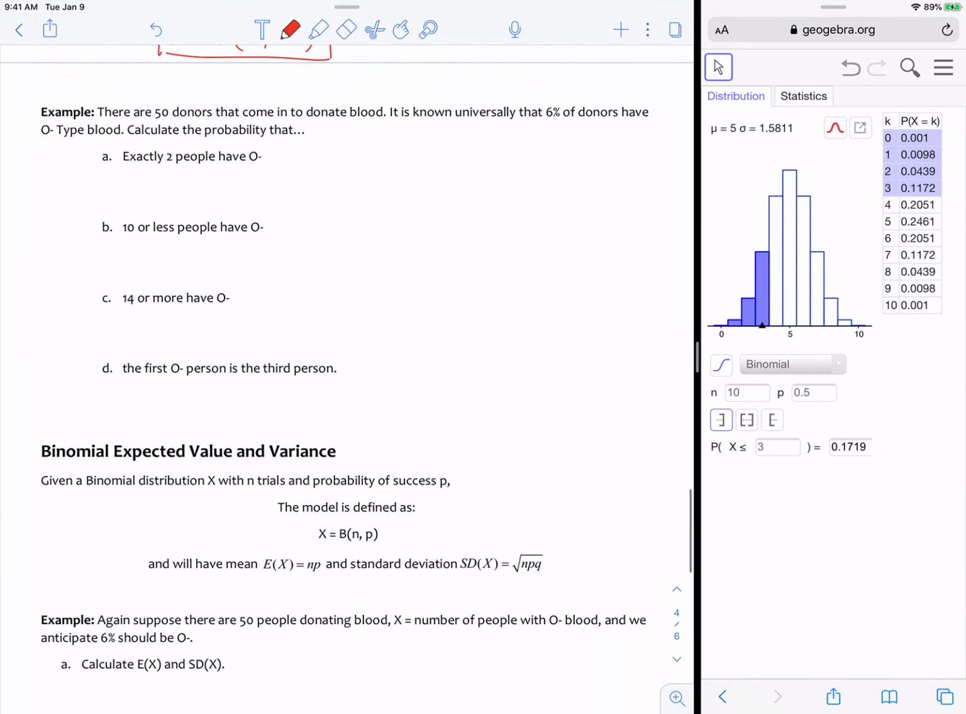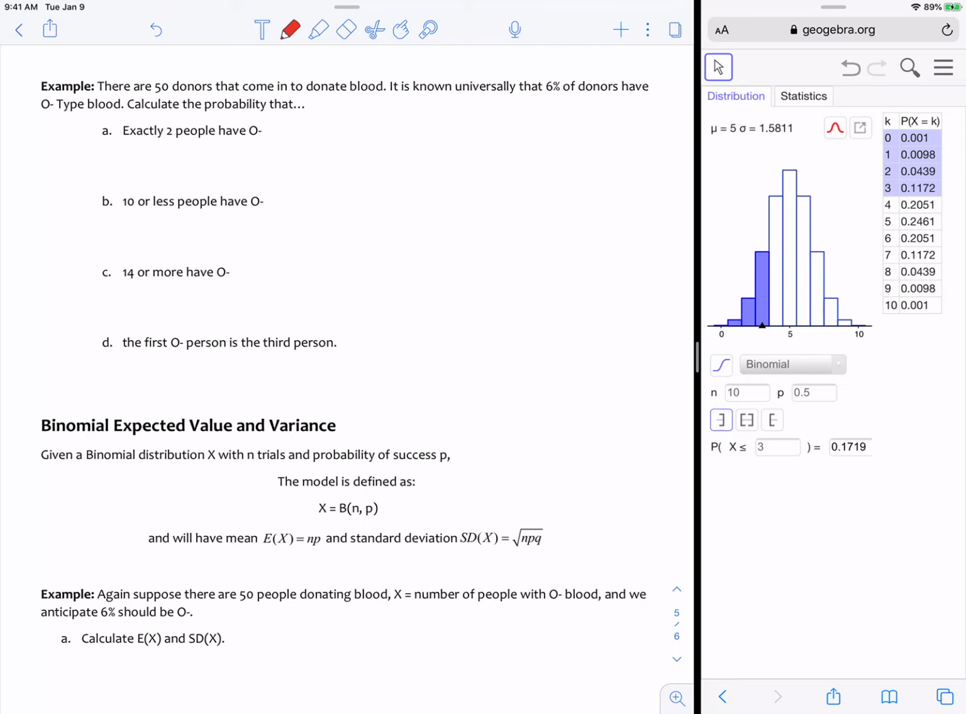There are 50 donors that come in to donate blood. It is known universally that 6% of donors have O negative type blood. And so we want to calculate the probability that exactly 2 of the 50 donors have O negative, 10 or less of the 50 donors have O negative, 14 or more have O negative, and the first O negative person to walk in the door is the third person. So a few different question types there.